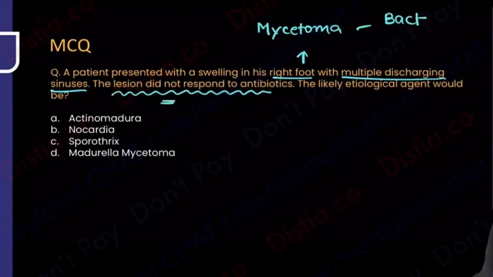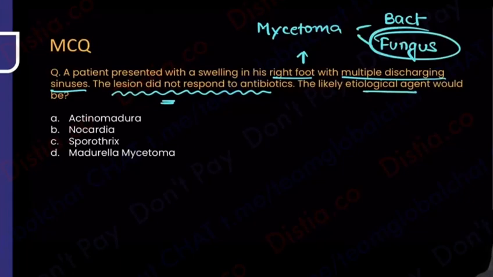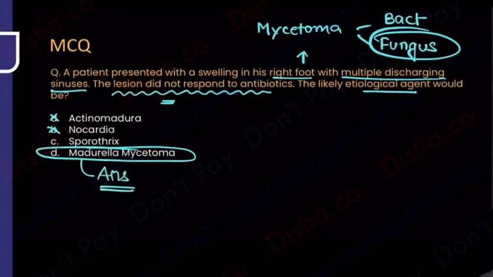Here it did not. This means the cause is the other one, that is the fungus. So now if they ask me what is the likely agent, I have to pick the fungus over here. Actinomadura is a bacteria. Nocardia is a bacteria. Sporothrix and Madurella mycetoma are fungi. But which of them is famous for causing mycetoma out of these is obviously going to be Madurella mycetoma. So that is the answer that I will pick over here.